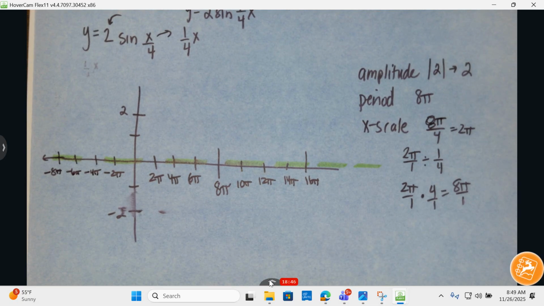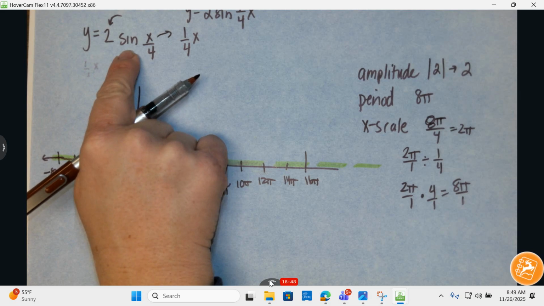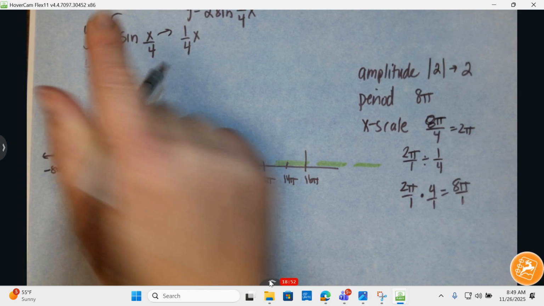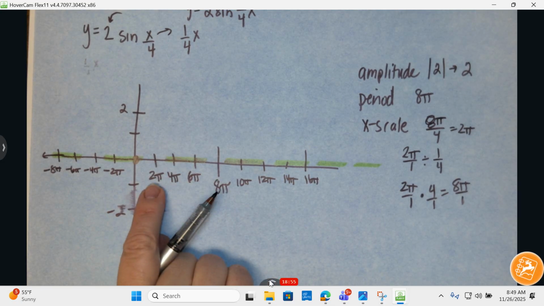What's the next thing we're going to do? Well, we need to graph this. We're working with the sine function. So I start at the starting point, the output is 0. 0 times any value is 0. Okay, let's go to the next one.